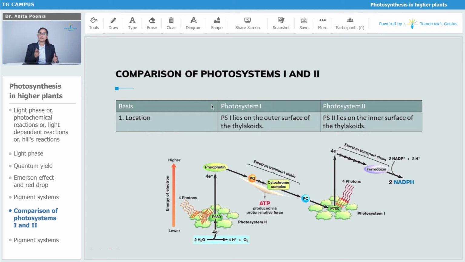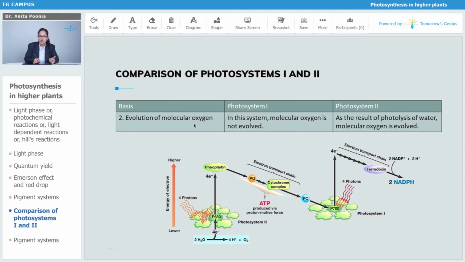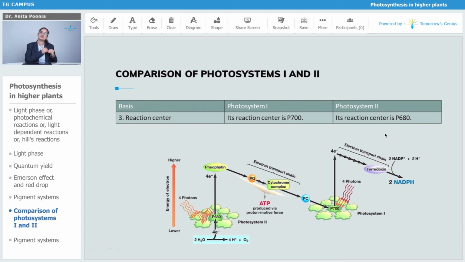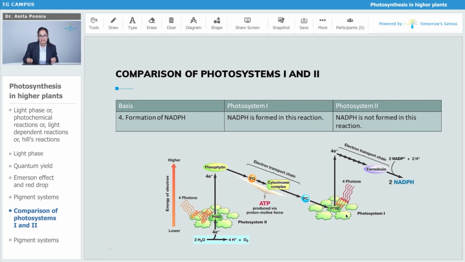Now let us compare photosystem 1 and photosystem 2, first on the basis of location. Photosystem 1 lies on the outer surface of the thylakoids, whereas photosystem 2 lies on the inner surface of the thylakoids. On the basis of evolution of molecular oxygen, in photosystem 1 molecular oxygen is not evolved, whereas in photosystem 2, as a result of photolysis of water, molecular oxygen is evolved. On the basis of the reaction center, in photosystem 1 it is P700, whereas in photosystem 2 the reaction center is P680.